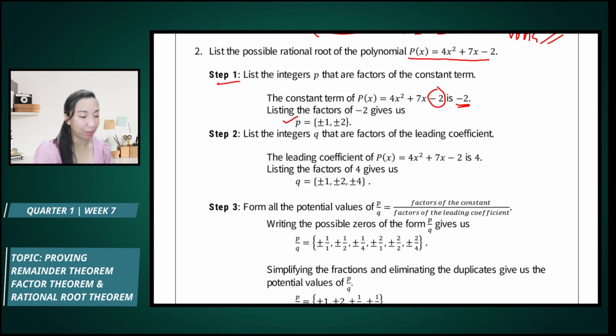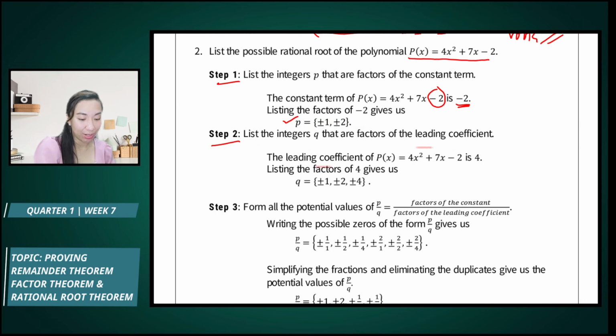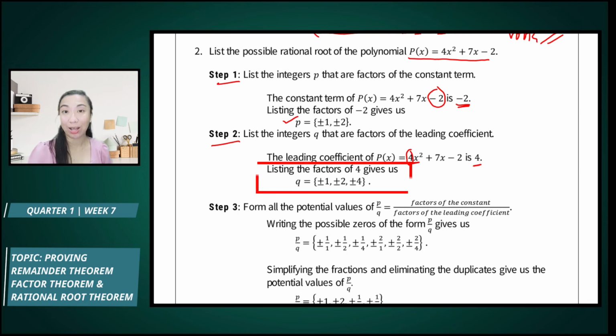Let's have now step number 2. List the integers Q that are factors of the leading coefficient. Looking at the given polynomial, our leading coefficient from the leading term is 4. Listing the factors of 4, this gives us Q is equal to, there are 6 possible factors: positive negative 1, positive negative 2, and positive negative 4.